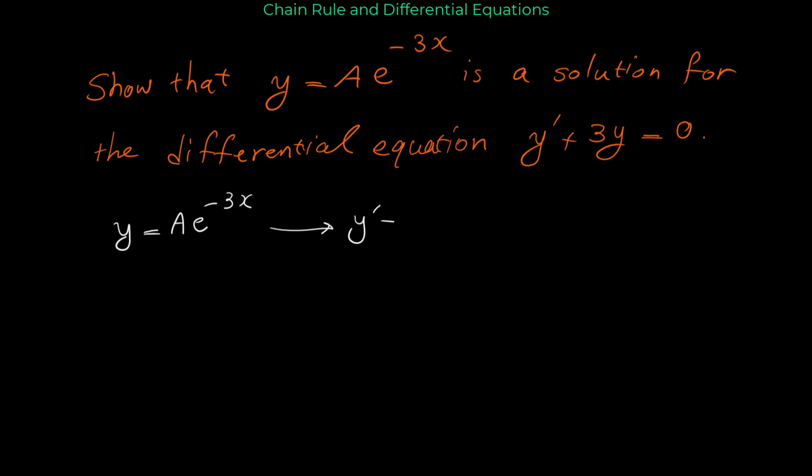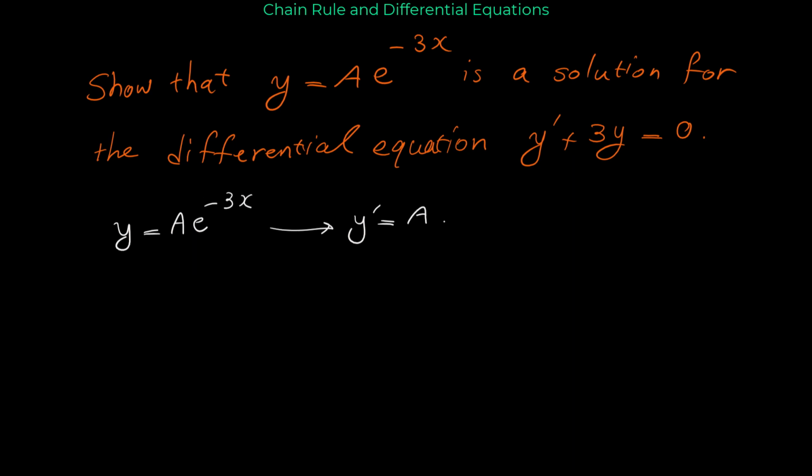The derivative y prime is a times, attention, for finding the derivative of this function, a is a constant. So you don't need to use the product rule. Write the coefficient, write a, and now take the derivative of this function. What is the derivative of e to the negative 3x?